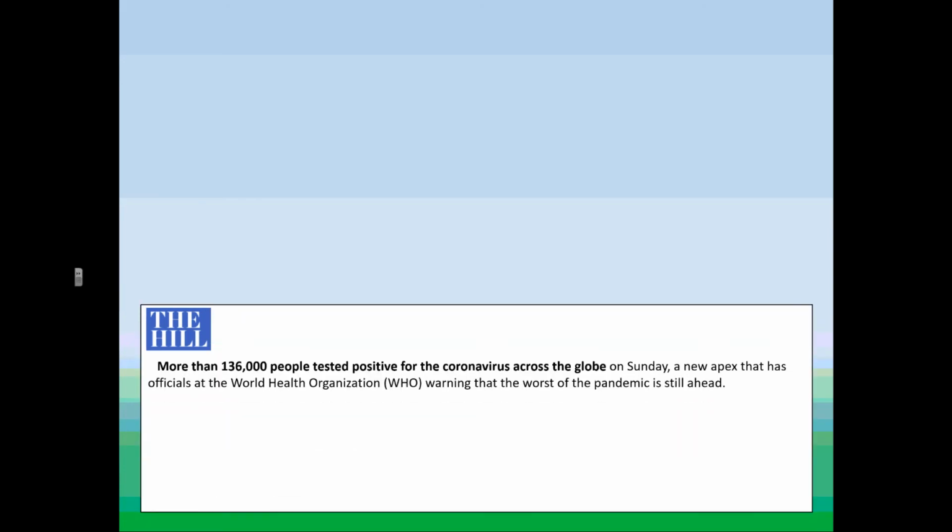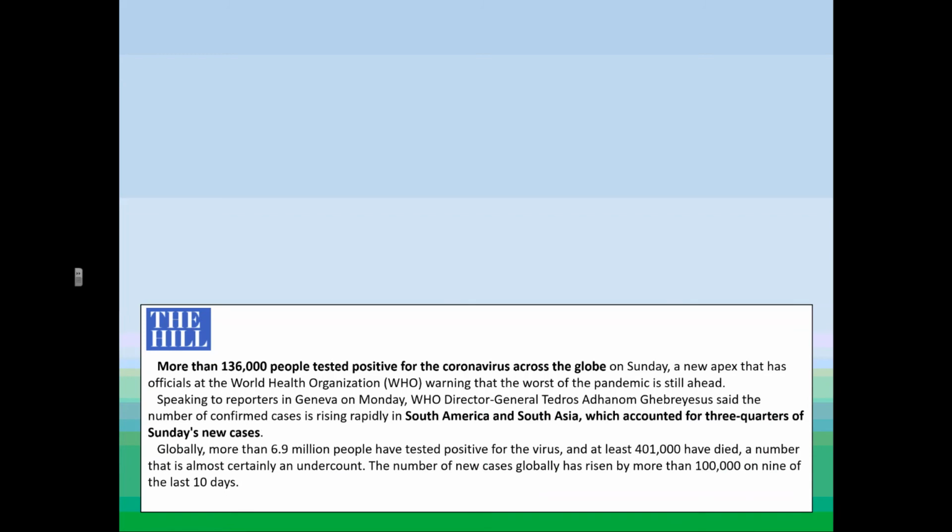So, information that I want to talk about from The Hill, also a center paper. From The Hill, it talks about more than 136,000 people testing positive for coronavirus on Sunday. This is a new apex, and it's not good. It then goes on to say that thankfully 3/4 of those cases come from South America and South Asia. So not from the USA, which is very helpful. Then it goes on to talk about the death toll and cases on the rise. It does not tell you, oh, you should be voting for this person, oh, this is the cause of this, oh, this is related to this. No, it just gives you the facts. This is how many people tested positive. This is where they tested positive. This is our damage report for this week.